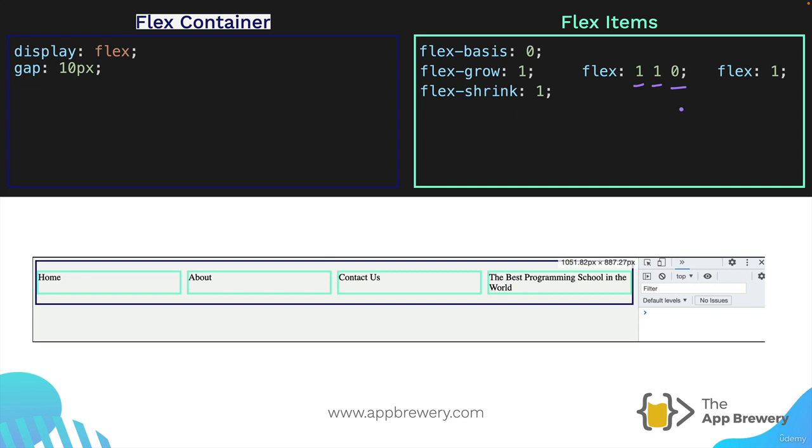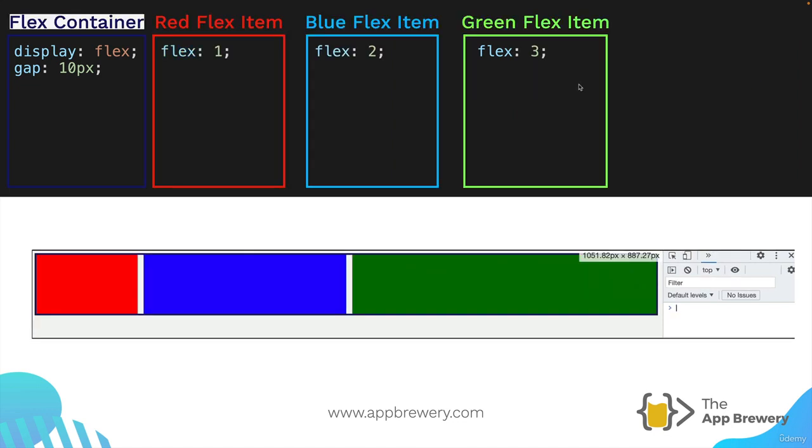We've actually seen this before where we created containers with different size ratios. A red item that is half the size of the blue container, which has a flex of 2. And the blue one is 2/3 the size of the one with a flex of 3.